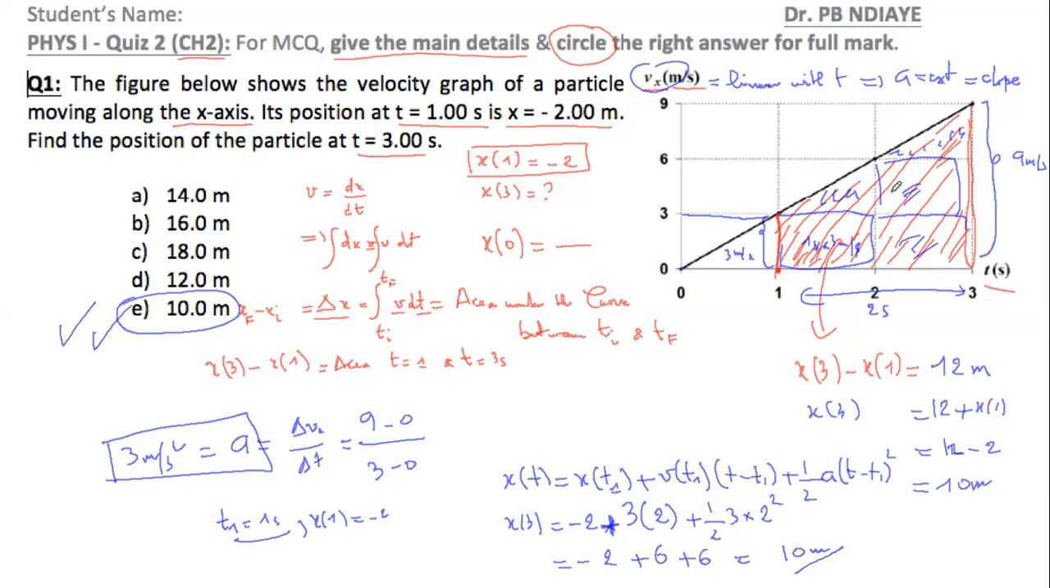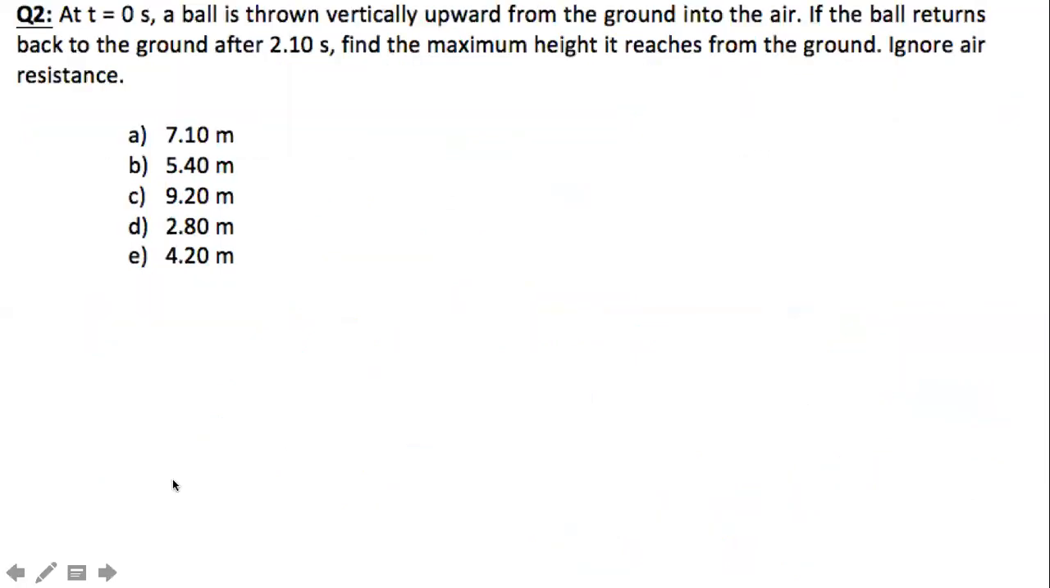Some of you made the mistake in calculating the area. That's number one. The second mistake is they did not take into account this minus x3. The area under the curve is delta x, which is x at t final minus x at t initial. You are looking at the area under the curve between t initial and t final. No more, no less. Next problem.